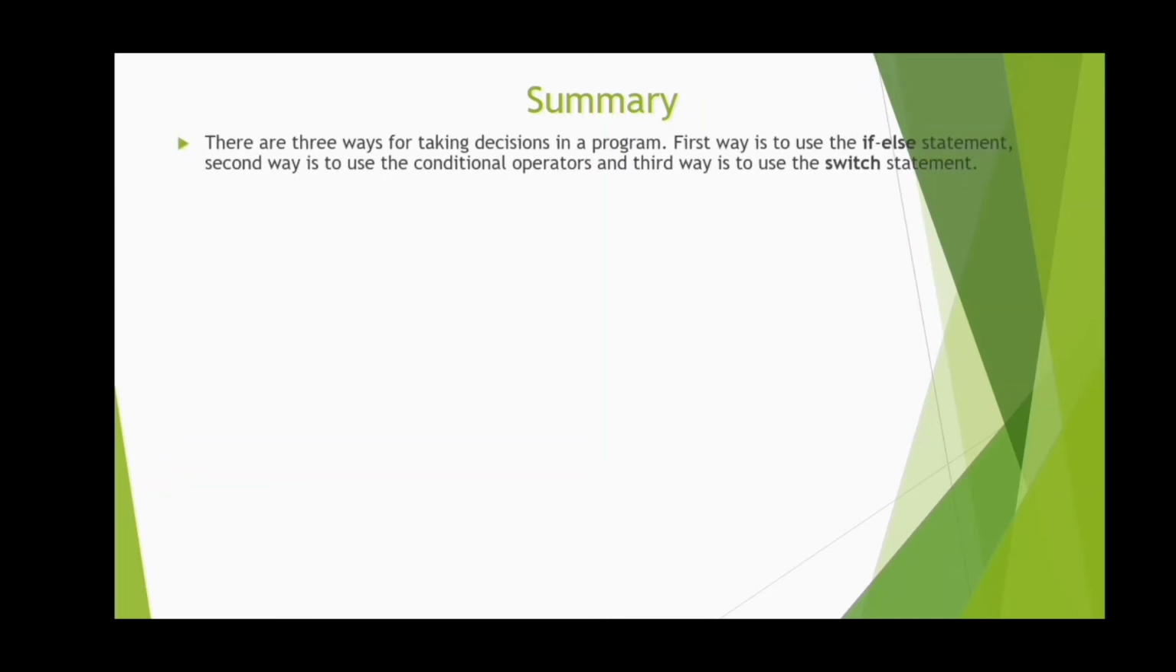So move on to the next slide, that is the summary of today's video lecture. There are three ways of taking decisions in a program. The first way is to use the if-else statement, the second way is to use the conditional operator, and the third way is to use the switch statement. We are going to discuss the switch statement in our next video.